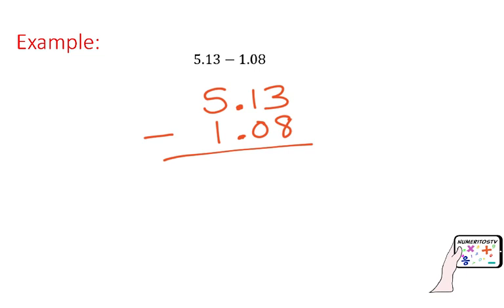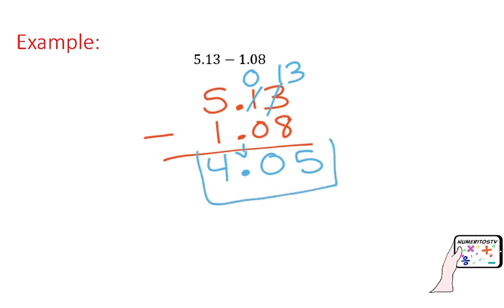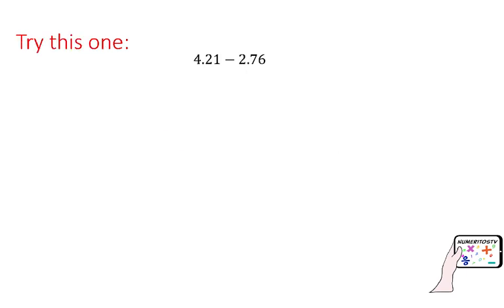So 3 minus 8, I cannot subtract 3 minus 8, so I need to borrow from this 1. So this 1 becomes a 0, this 3 becomes a 13. Then 13 minus 8, that will be 5. 0 minus 0, that's just 0. The decimal point just drops down vertically. And then 5 minus 1 is 4. So the final answer is 4.05. Try this one.